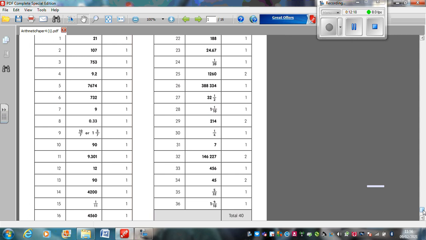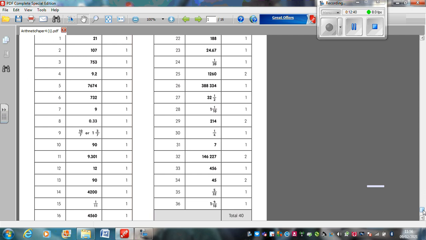Question 25, 1,260. That's a 2-point question. I think that was a multiplication. So if you put your placeholder 0 in and then just made one mistake, so you had something close to 1,260, but maybe one of those digits wrong, you get 1 mark. But you must have put your placeholder 0 in.